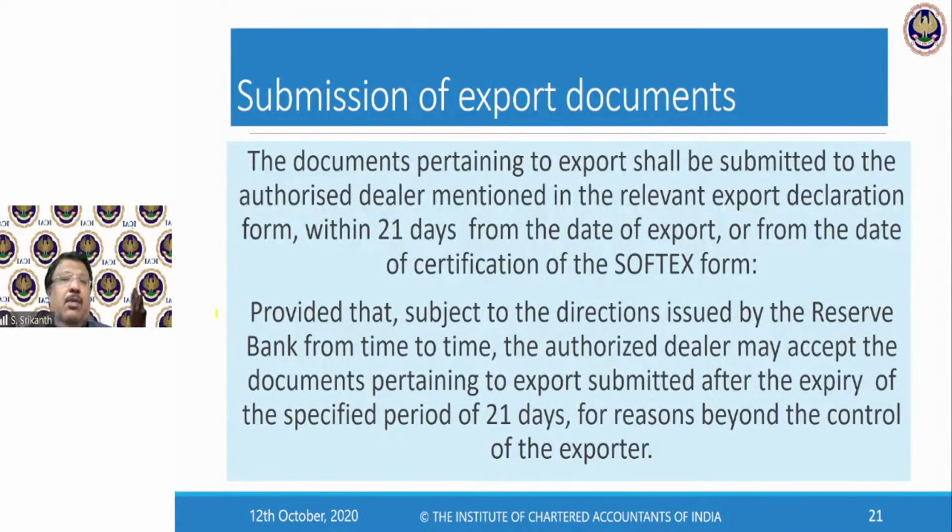The documents pertaining to export shall be submitted to the authorized dealer within 21 days from the date of export or date of certification. So, by now you know the pattern. It's a correlation. Again, the authorized dealer may accept the documents after the expiry of 21 days for reasons beyond the control. There's a boss, a pandemic is there. So many reasons are there. You give genuine reasons, no problem. But the idea is keep it going. Don't keep it pending. Have a group of people who are engaged in this activity and it's part of the process.